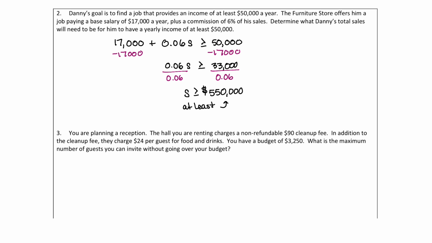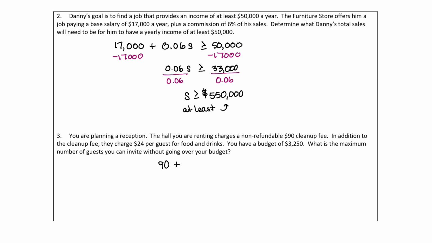Number 3. You're planning a reception. The hall you're renting charges a non-refundable fee of $90 cleanup. In addition to this cleanup, they charge $24 per guest for food and drinks. You have a budget of $3,250. It has to be less than or equal to that. Can't go over, or you would have spent too much. What is the maximum number of guests you can invite without going over your budget?